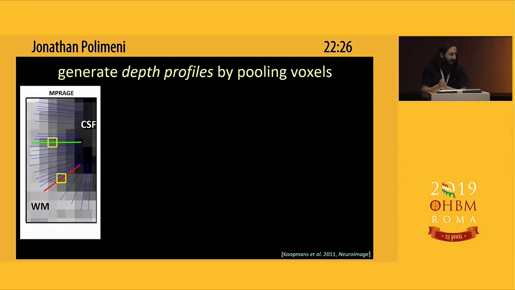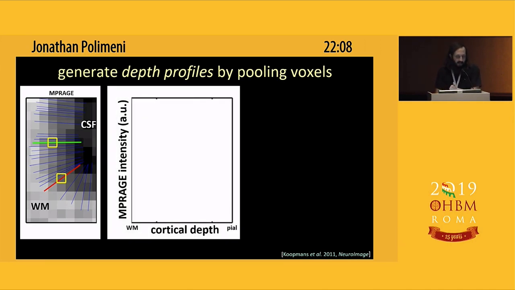Now, we're doing something kind of strange in laminar fMRI. Many of you may be thinking that we're looking at these cortical depth profiles across cortex that's 2 to 3 millimeters thick, and typically our voxels are about 1 millimeter in size, or maybe barely sub-millimeter. So how do we do this? We do this by generating depth profiles by pooling voxels across an ROI. This is nicely demonstrated by Peter Koopmans.